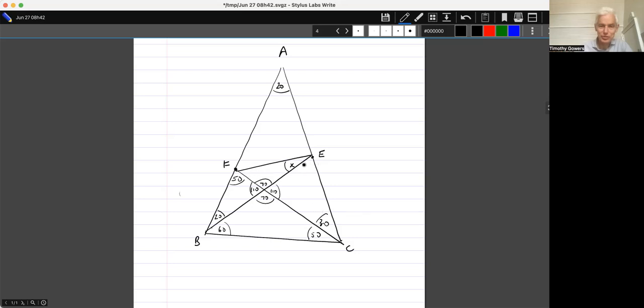What about this one here? That would be quite nice. Well, we can get that actually. Let's put that one in. So 110, 140. So we get another 40 to get us up to 180.